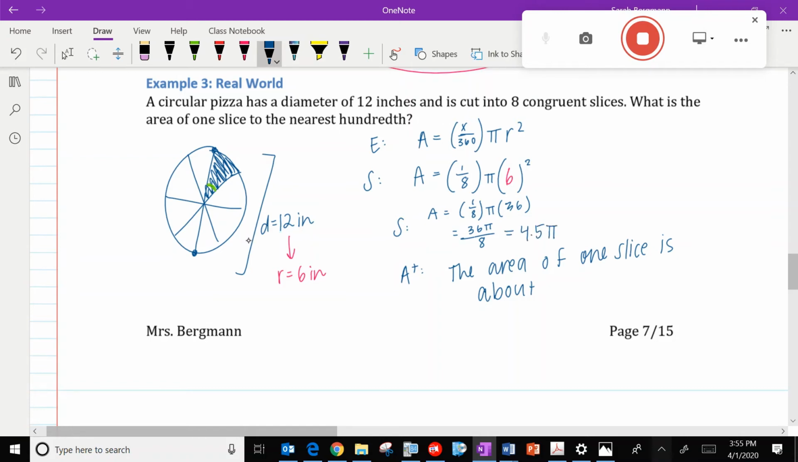But they asked for the answer to the nearest hundredth, so we can go ahead and plug this into our calculators. That gives us 14.137. So if we round this to the nearest hundredth, it will round up since 7 is greater than 5. So the area of one slice is about 14.14 inches squared.